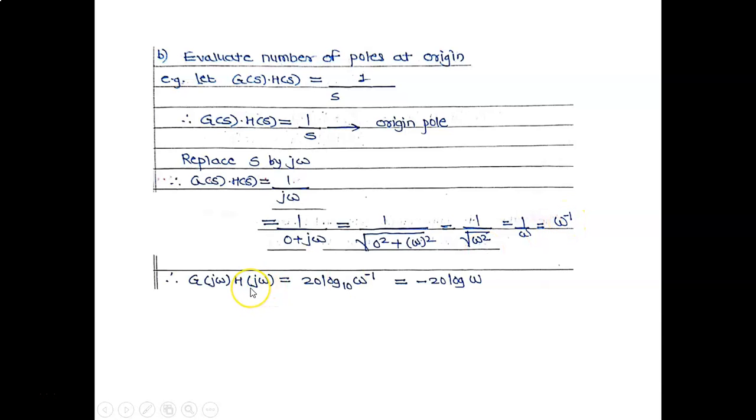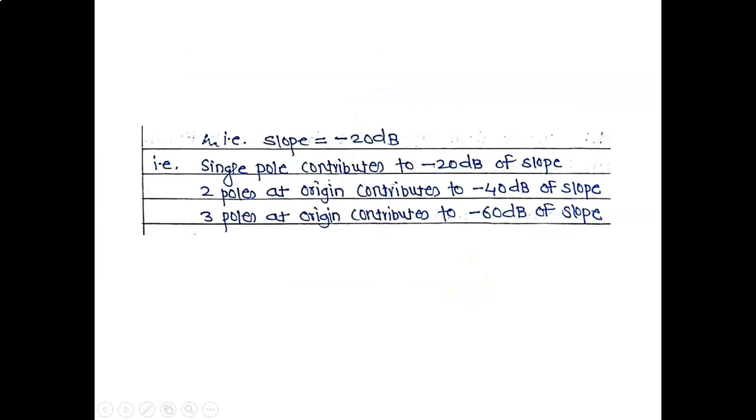Therefore, the magnitude of G(jω) H(jω) is equal to 20 log of ω raised to minus 1 to the base 10, which is equal to minus 20 log of ω. That is, slope is equal to minus 20 dB. Therefore, one single pole contributes minus 20 dB of slope. Therefore, two poles at origin will contribute minus 20 into 2, therefore minus 40 dB of slope. Similarly, 3 poles at origin contribute minus 20 into 3, which is equal to minus 60 dB of slope.